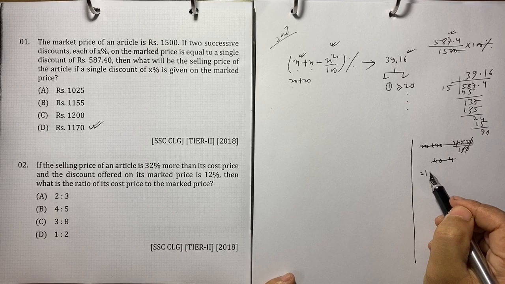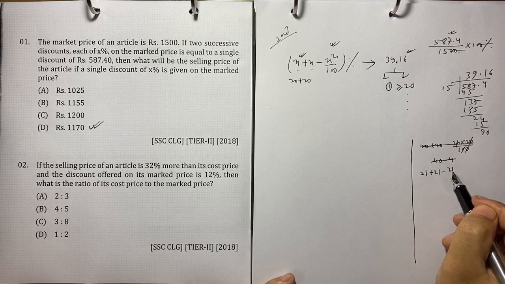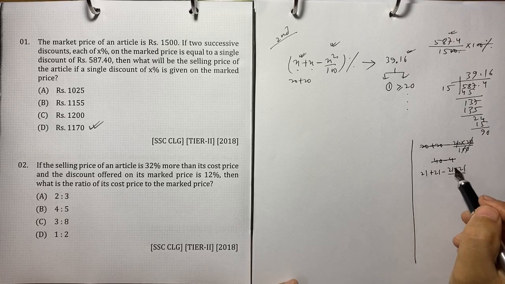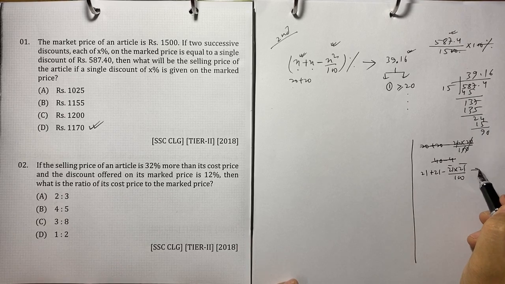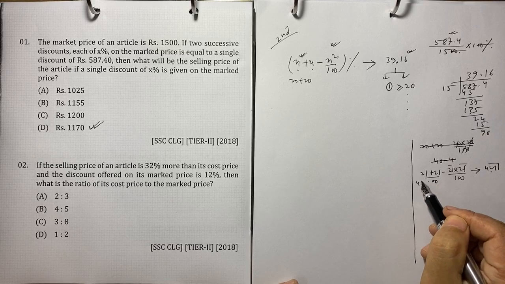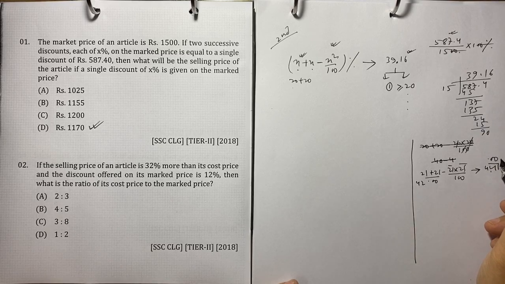For 21: 21 plus 21 minus 21 into 21 divided by 100. 21 into 21 is 441, which gives 4.41. So 42 minus 4.41 is 37.59. So this is not possible.